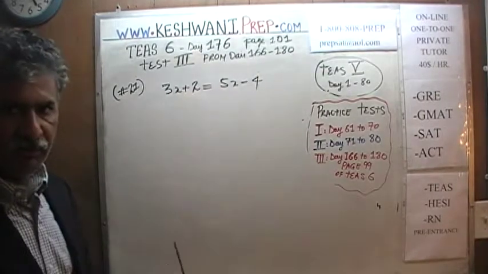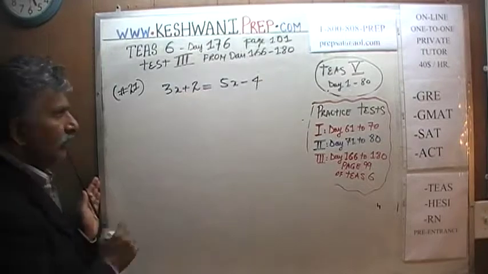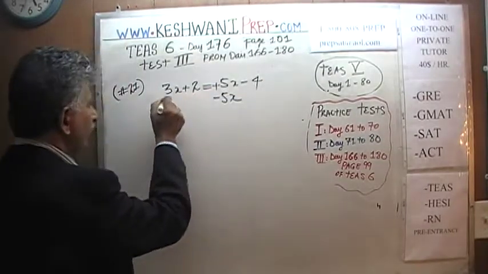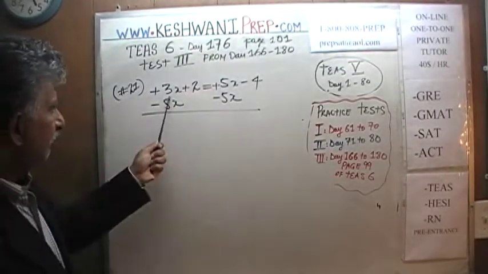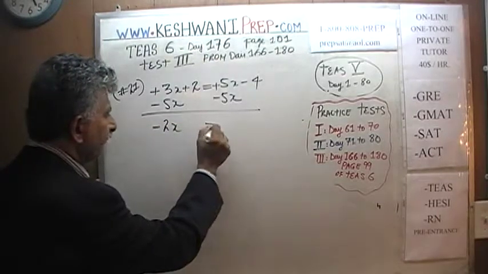If we were to do that here, we need to bring the 5x here. This is the positive 5x. If we do negative 5x, we have to do negative 5x here. And what happens? This is a positive 3x. This is a negative 5x. We end up with a negative 2x over here.